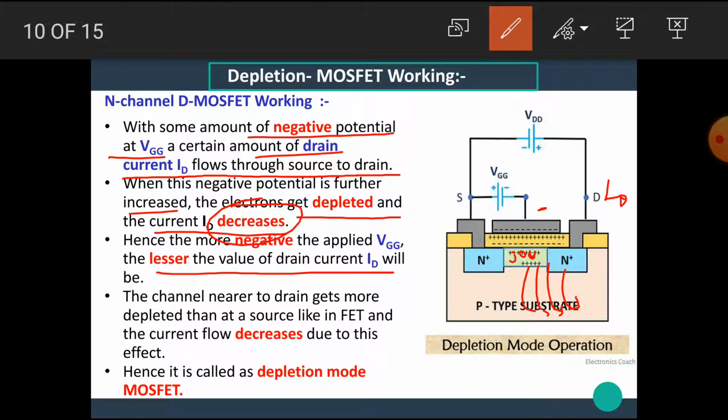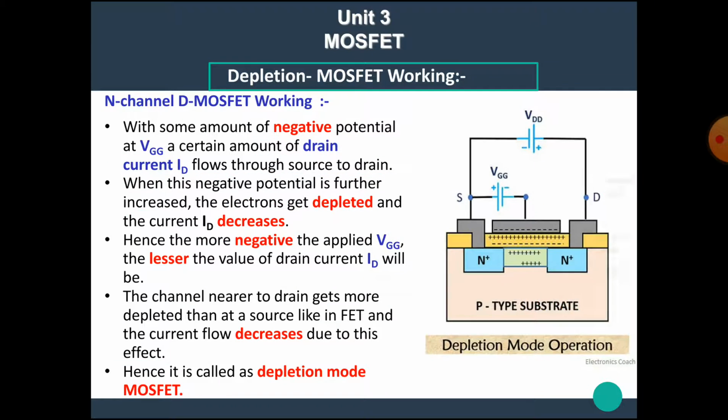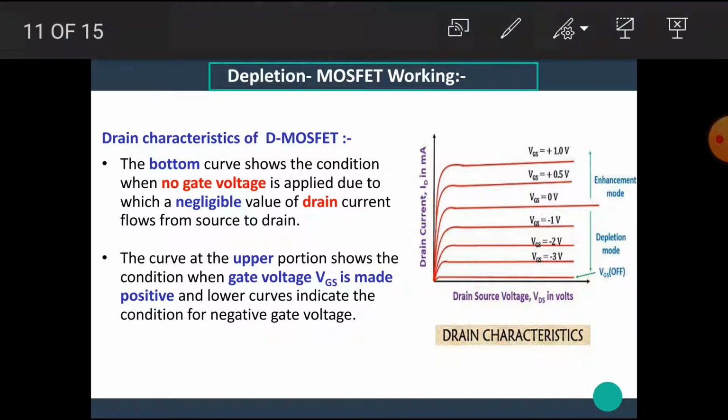The channel nearer to the drain gets more depleted than the source, like in FET, and the current flow decreases due to this effect. Hence, it is called the depletion mode MOSFET. Okay. Let's see the drain characteristics of the D MOSFET.